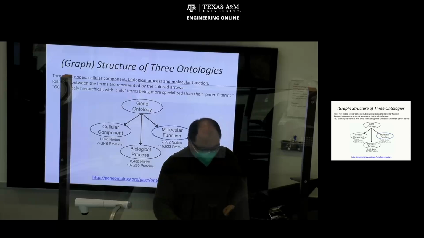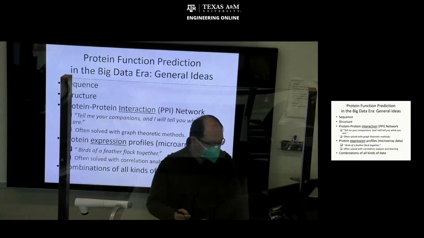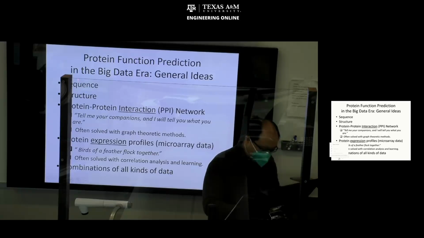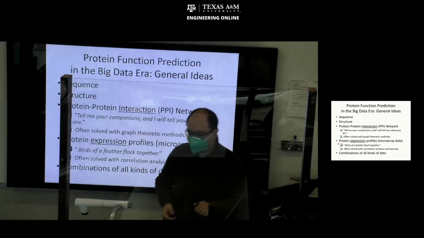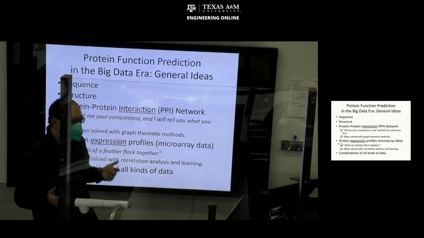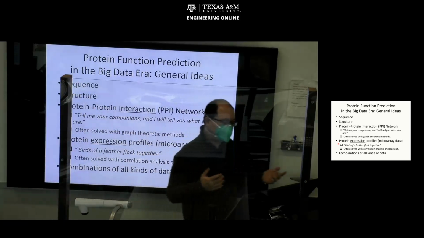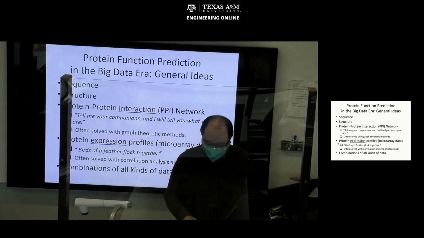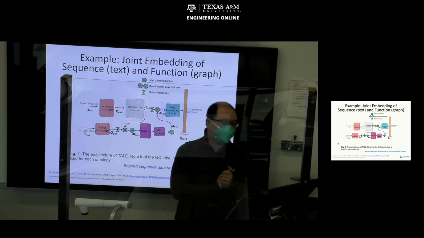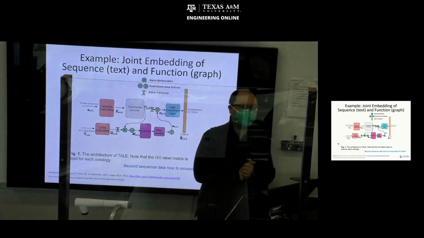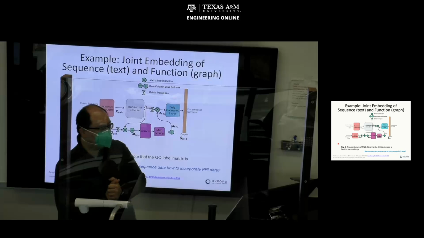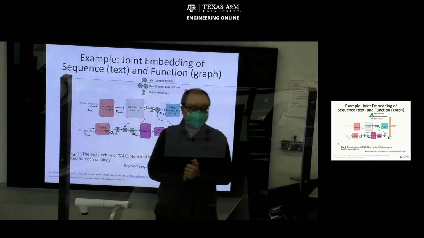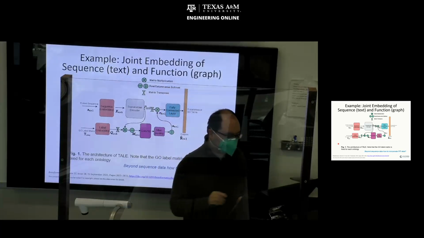All right, so now let's think about this. You have learned a lot in machine learning courses already. So here I'm just motivating the fact that we are using a lot of data and integrating it together for the purpose of protein function prediction. I'm giving you one example. Here, you can jointly embed the input features and the output labels. So the input is a sequence, which is in text.